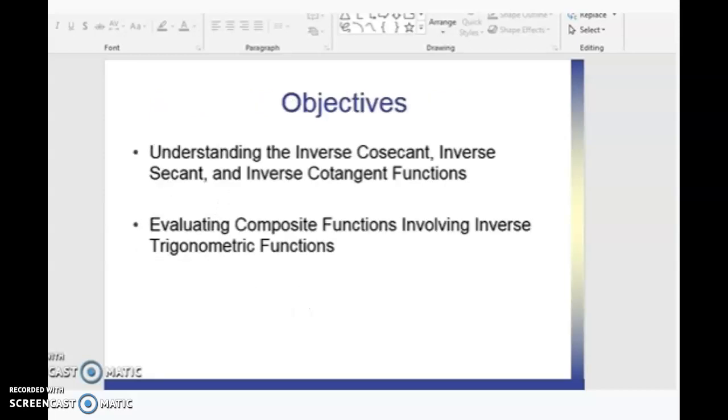Objectives today are understanding the inverse cosecant, inverse secant, and inverse cotangent functions. Also, evaluating composite functions involving inverse trigonometric functions.